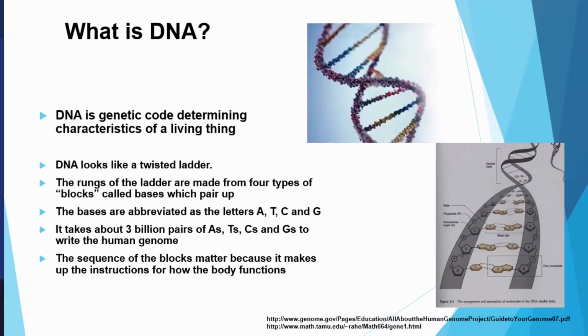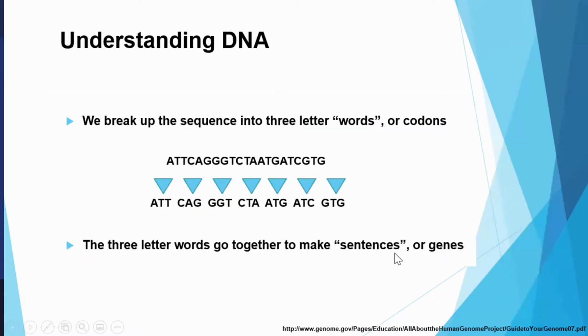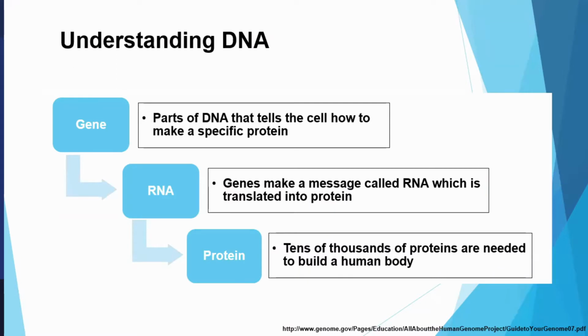The rungs of this ladder are made up from 4 types of blocks, which we call bases and base pairs. There are 4 bases, A, T, C, and G, and there are about 3 billion of those base pairs that write our human genome. The sequence of those letters makes up the instructions of how our body functions. We take that sequence and break it up into 3-letter words, or codons. Each of these 3-letter words then gets strung together to make a sentence, or a gene. A gene is the part of the DNA that tells the cell how to make a specific protein.